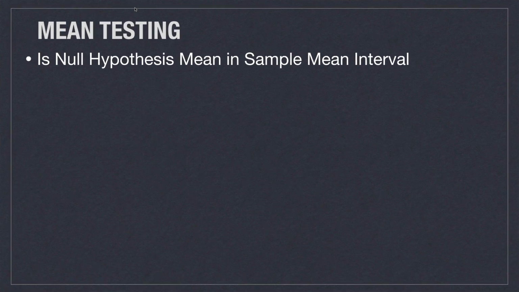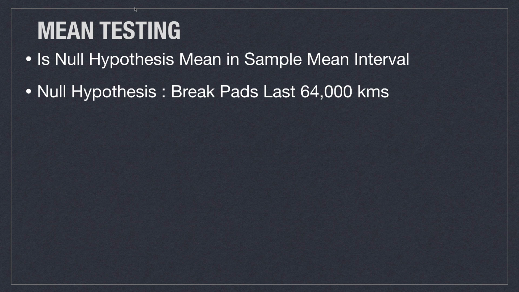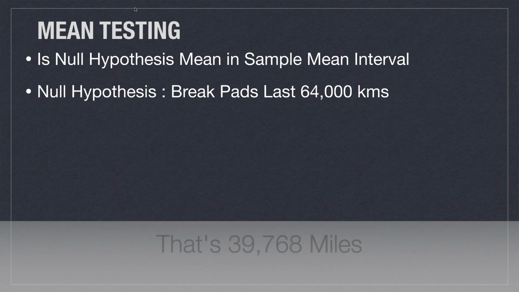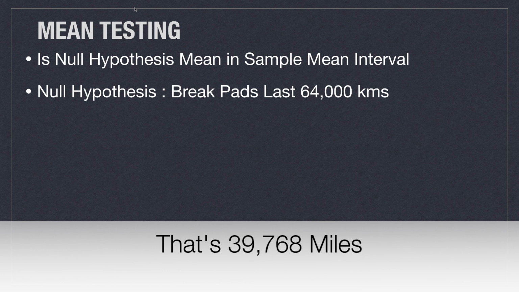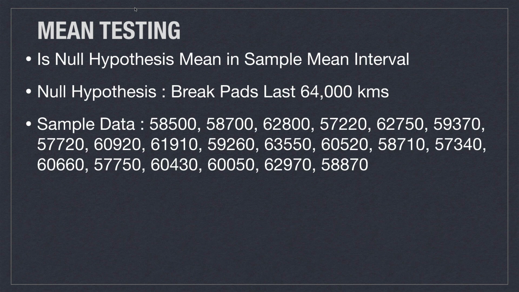Okay, so the goal here is to find out if our null hypothesis mean is going to fall within our sample mean interval. Now, the null hypothesis that we will be testing is that a manufacturer says their brake pads are expected to last for 64,000 kilometers. As you can see here, I gathered some sample data, and you may notice that none of this sample data comes out to 64,000 kilometers, but I just want to see how close we get based off of just these random data that I went and generated.